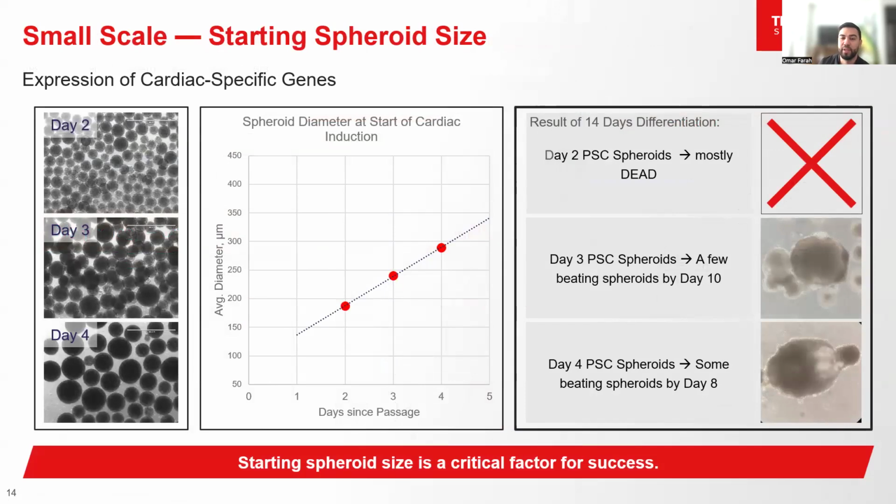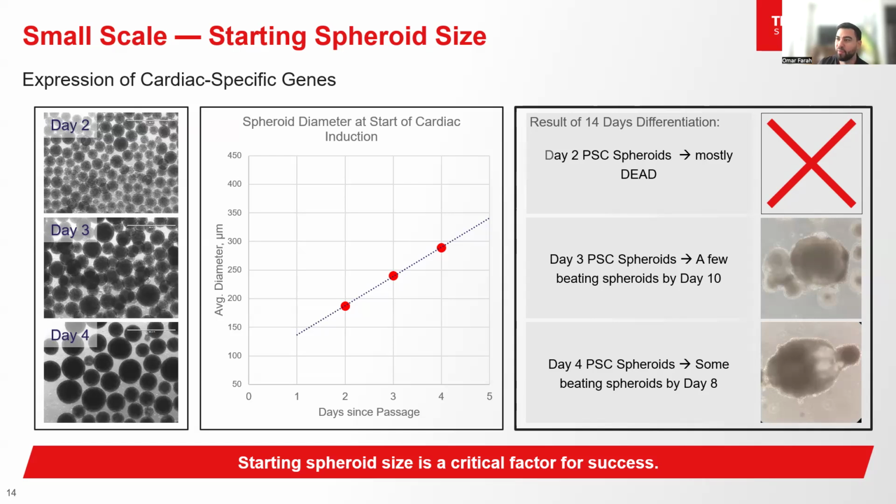Okay, not too bad. I won't go into too much detail here, but there's a couple of things that we learned along the way in this 3D differentiation process that I want to bring to your attention. The first is that the starting spheroid size matters in the case of cardiac differentiation. What do I mean by that?